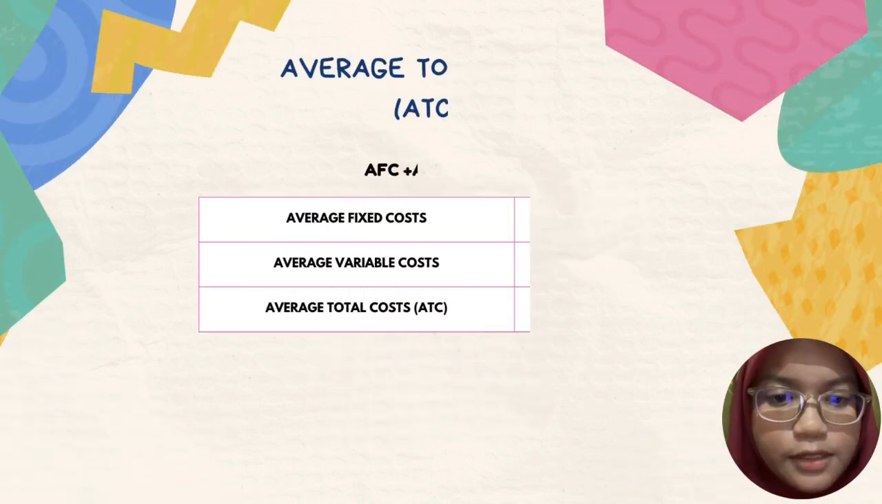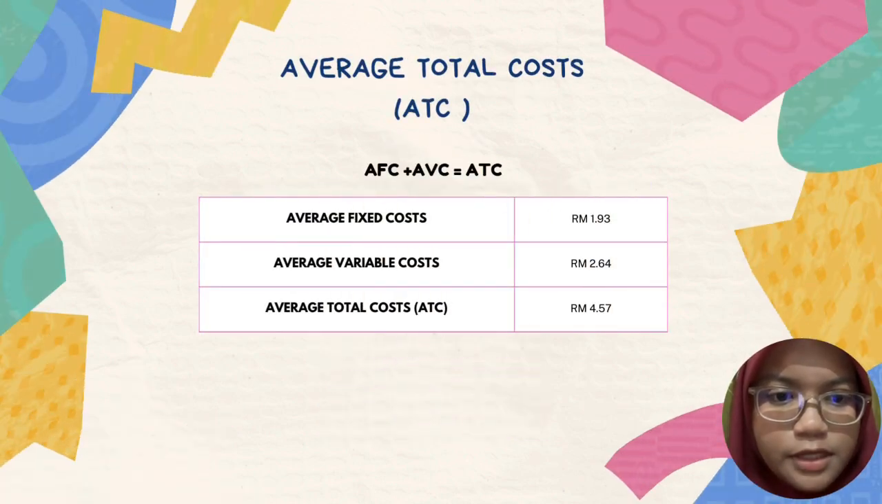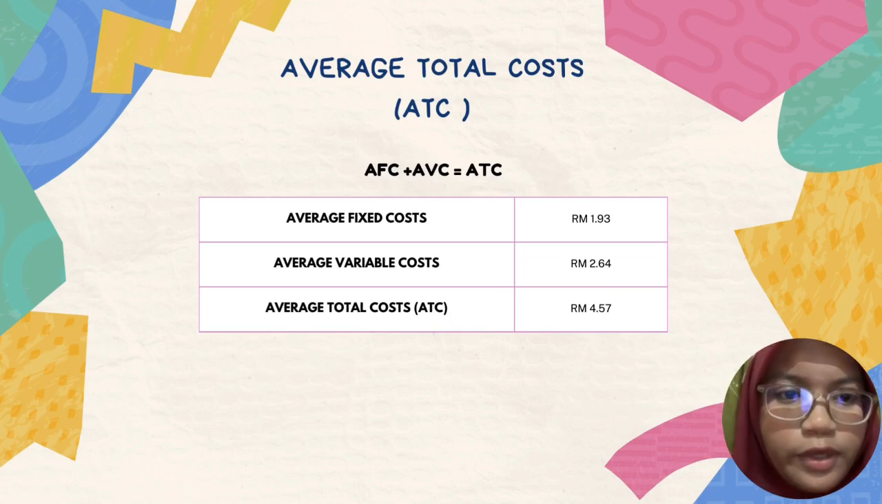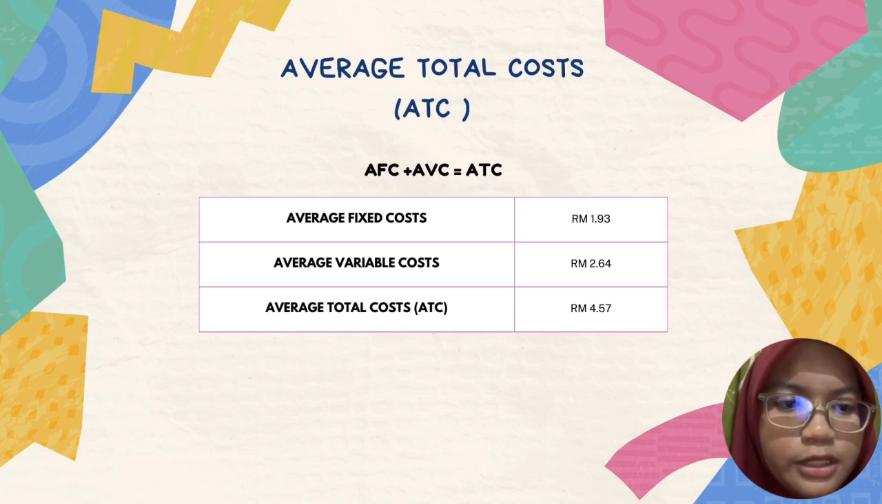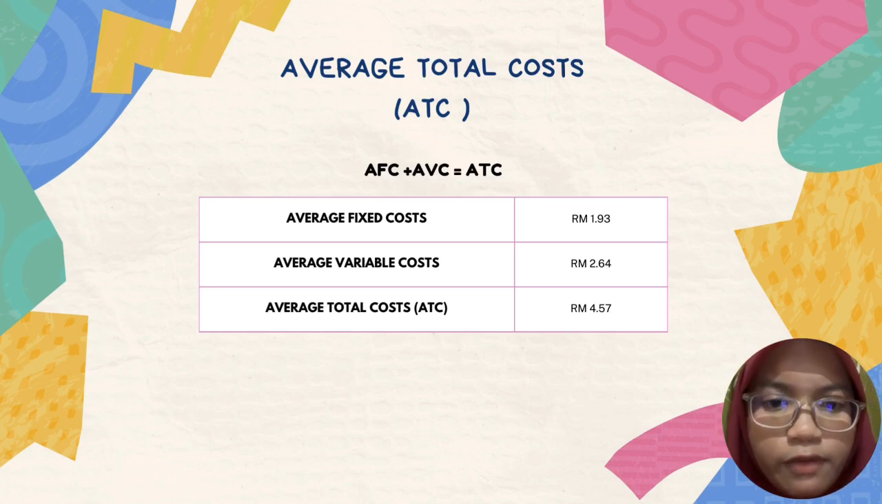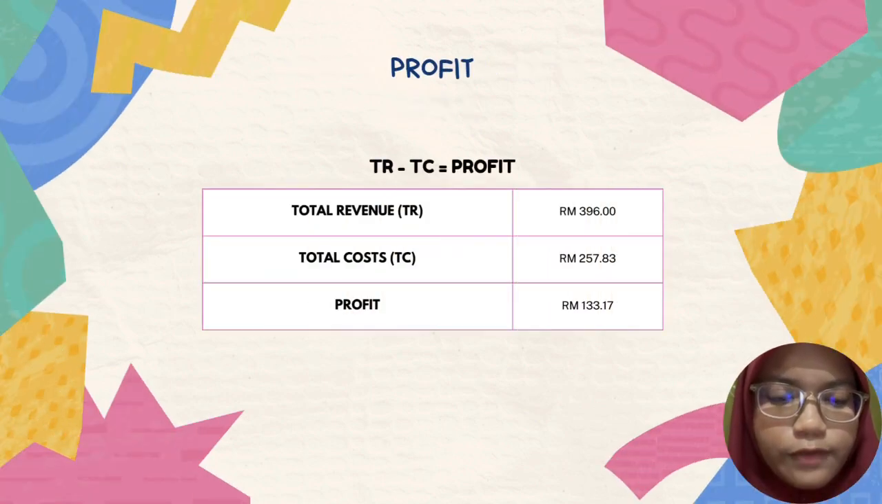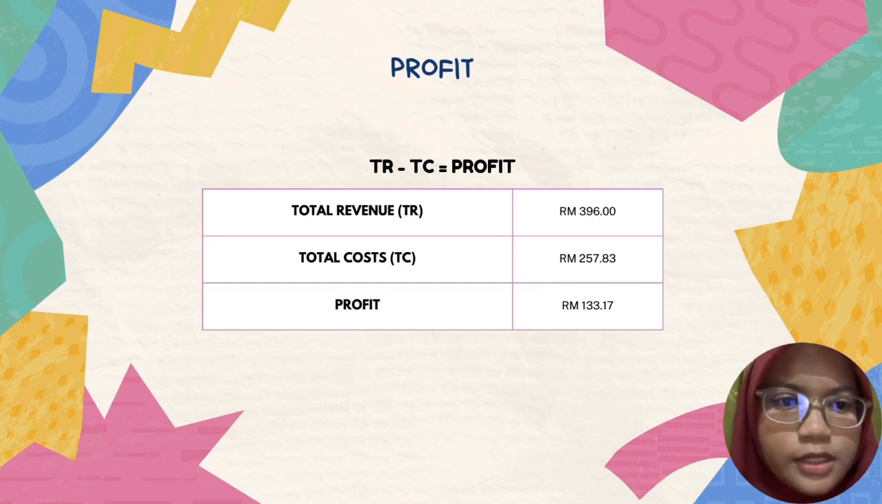As the formula says, average fixed cost plus average variable cost will total us to average total cost, ATC. So to find the average total cost, 1.93 ringgit must be added to 2.64 ringgit, and it will equal 4.57 ringgit of average total cost. Total revenue minus total cost will bring us to the profit. In here, total revenue is 396 ringgit minus 257 ringgit 83 cents, and it will equal 133.17 ringgit.